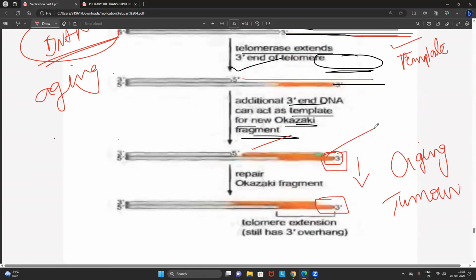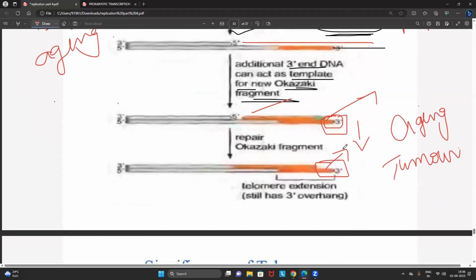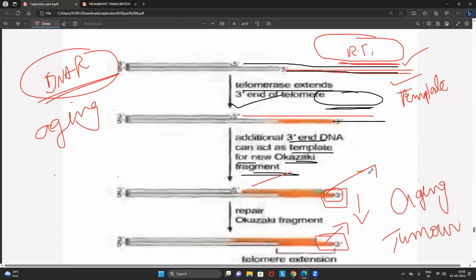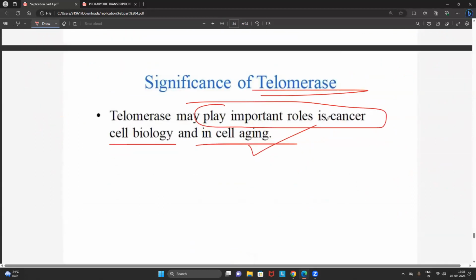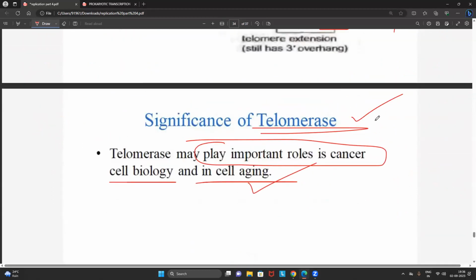Because that overhang becomes free, right? If something becomes free, many enzymes come and start degrading. It leads to many complications. So that's why it may cause the cells to become very old, very fast. Don't get confused with that. So that is about eukaryotic DNA replication. Okay. Is it clear, everyone? Just let me know. Clear for every one of you.